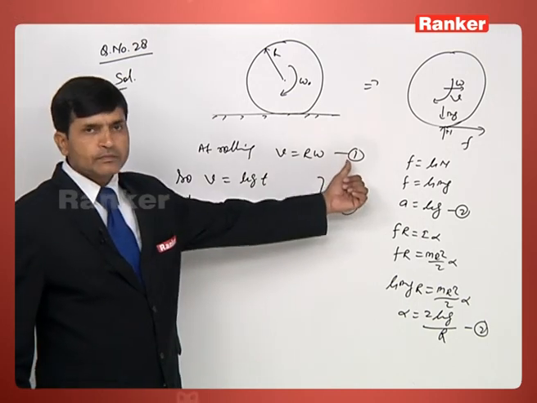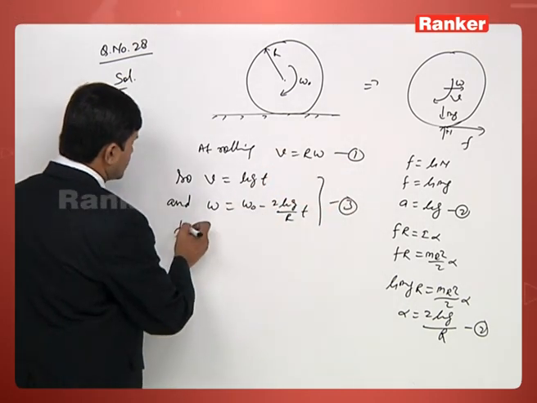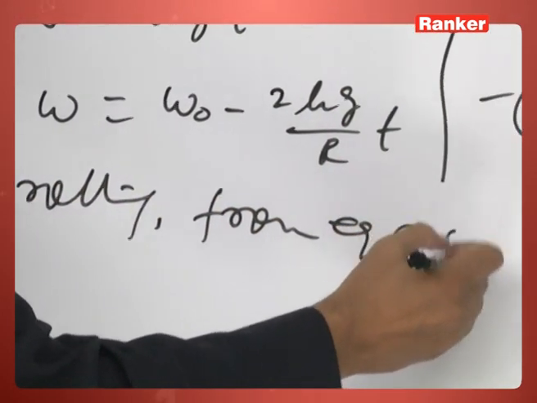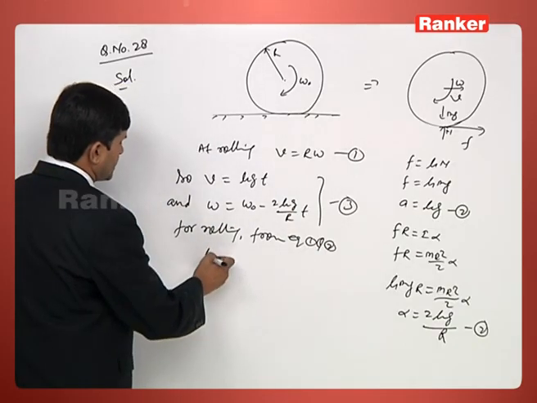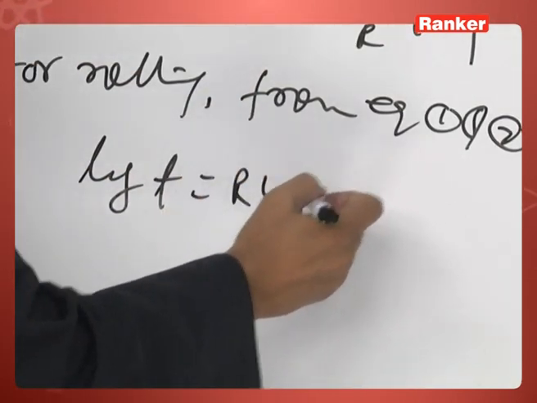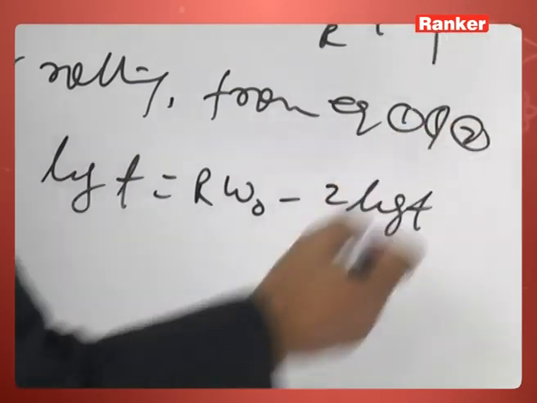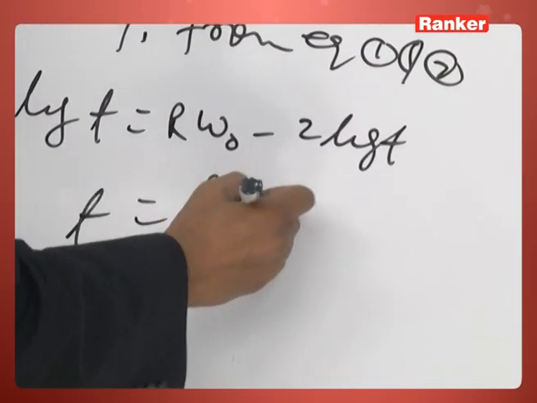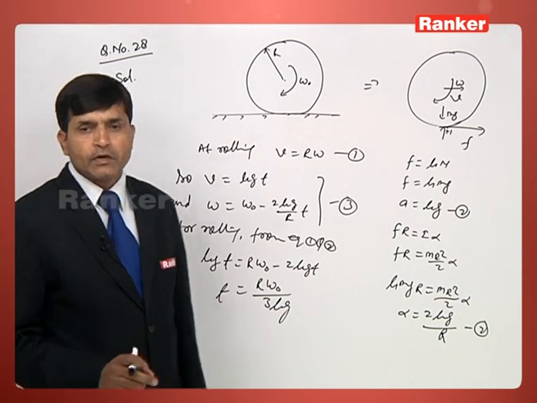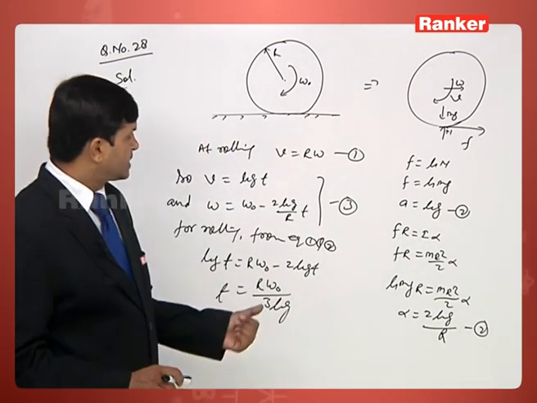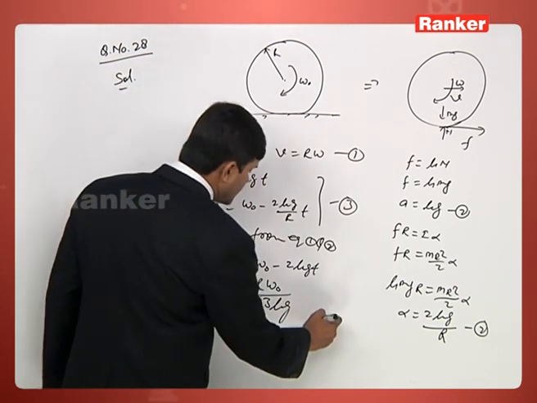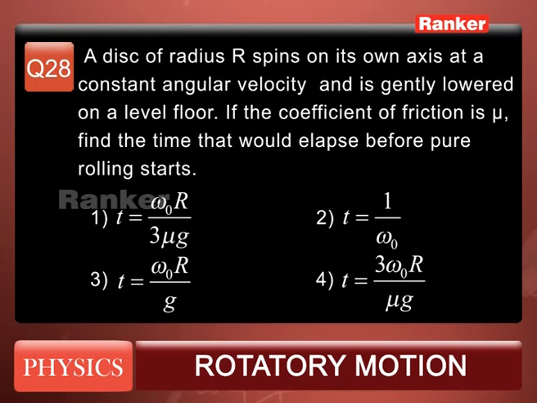Now for rolling, from equation 1 and 2, check it. Mu g t is equal to r omega, so r omega naught minus 2 mu g t. So t is equal to r omega naught by 3 mu g. This is the time. So option number 1 is the correct option, which is omega naught r by 3 mu g.